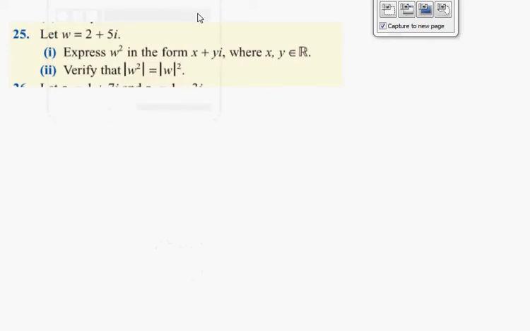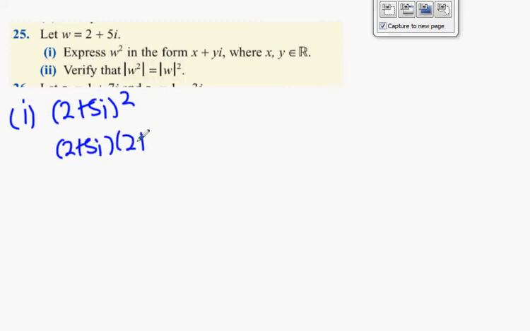First question says express w squared in the form x plus yi. So w squared would mean 2 plus 5i to be squared. Is everybody happy with that? Part 1. Then I have to multiply it out, which is 2 plus 5i by 2 plus 5i.